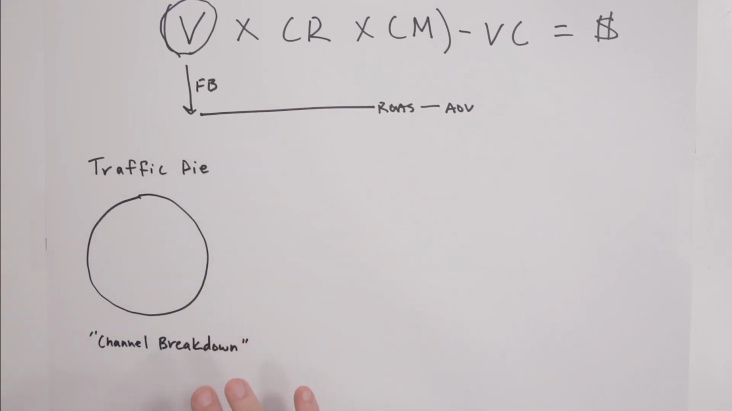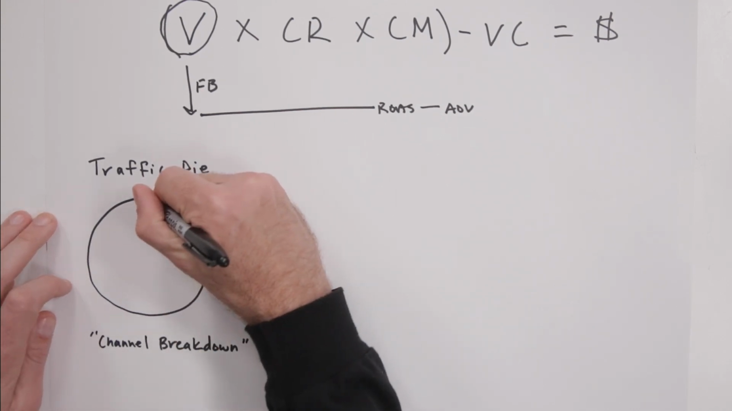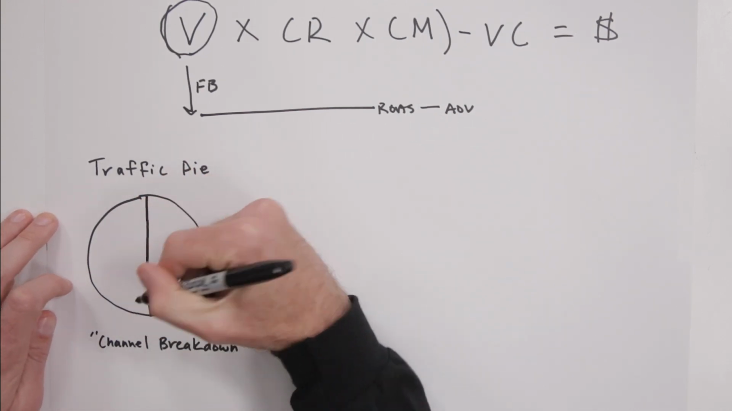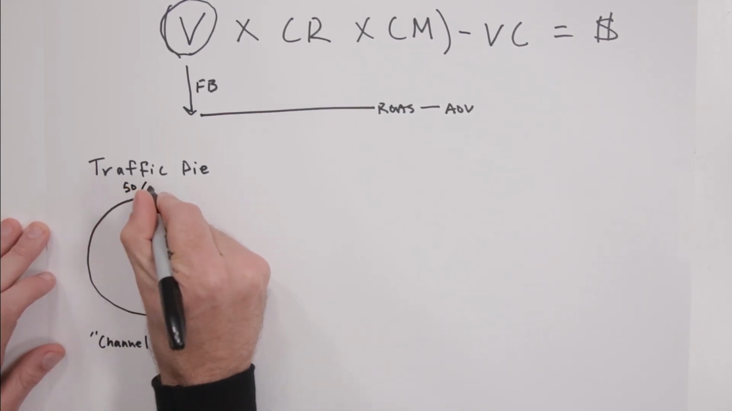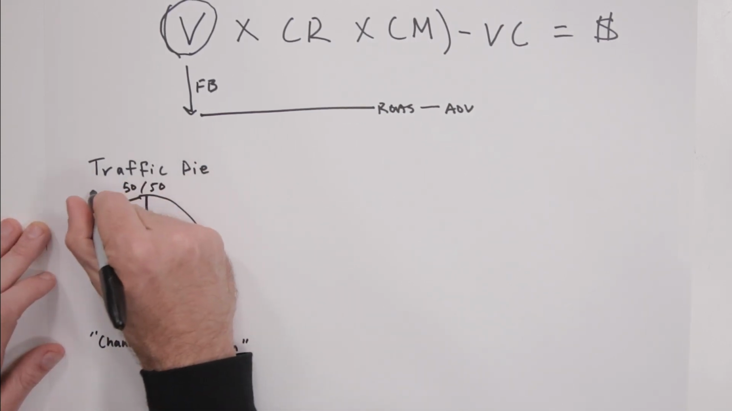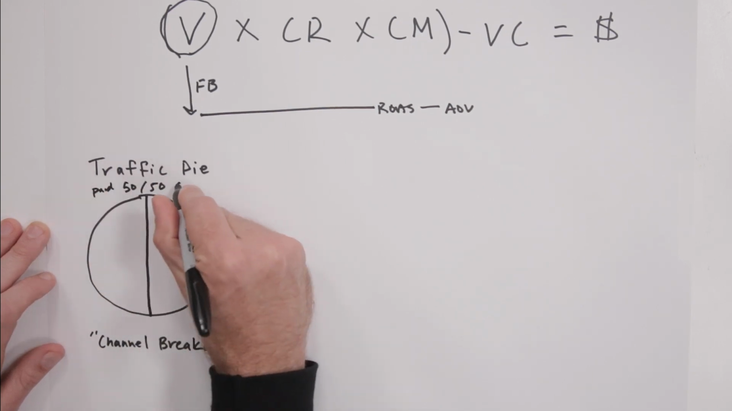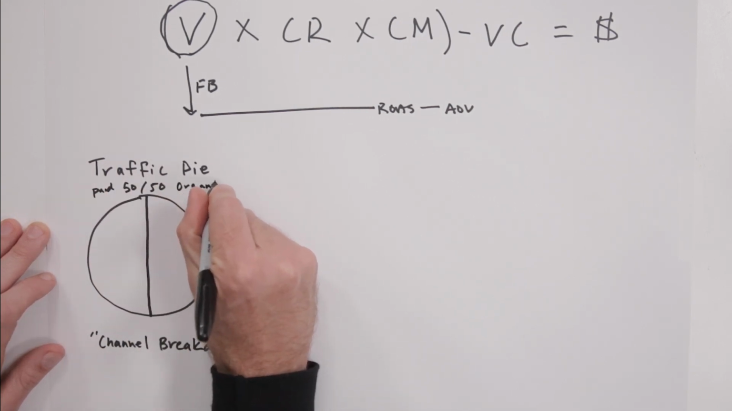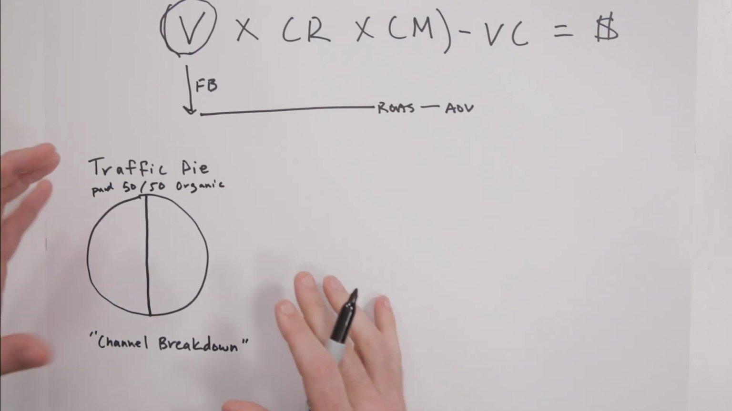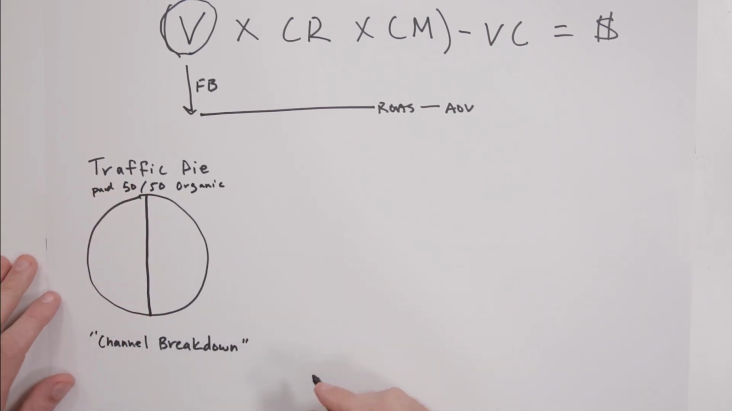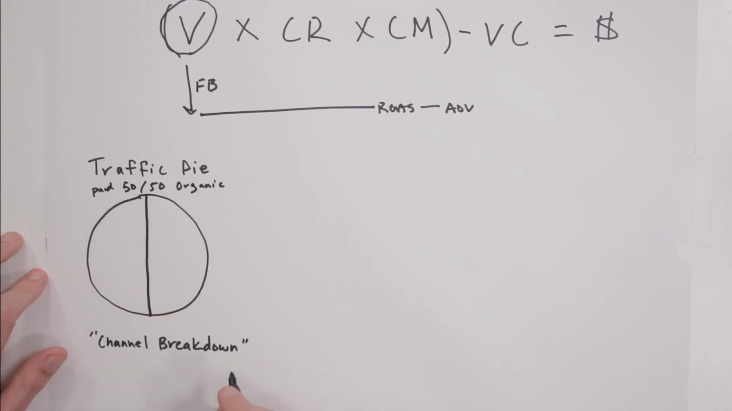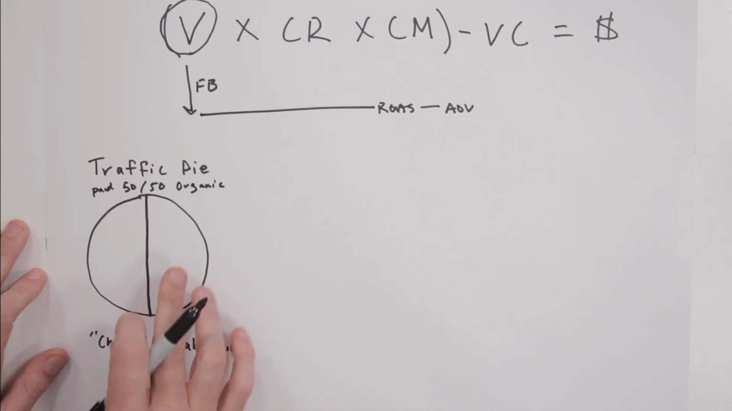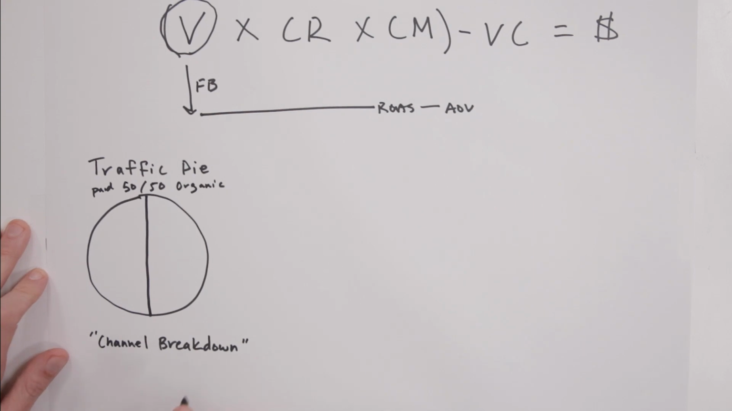All the usual caveats included about businesses that run in lots of different ways. But in a healthy business, a traffic pie begins with a 50-50 split between paid and organic traffic. What that means is that half of your traffic is coming from free sources and half of it is coming from paid sources. Now let's talk about what we mean by organic and generally how you're going to see this 50% broken up.